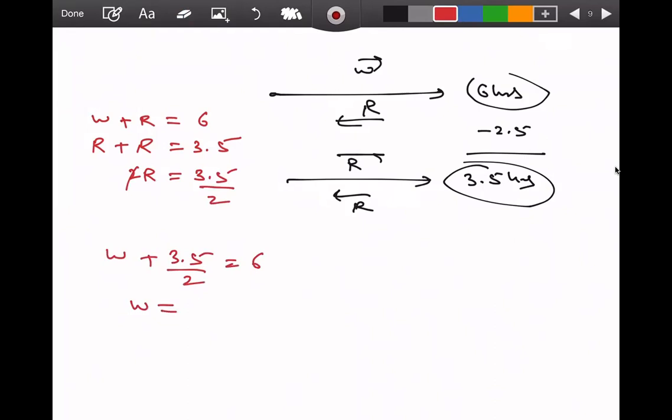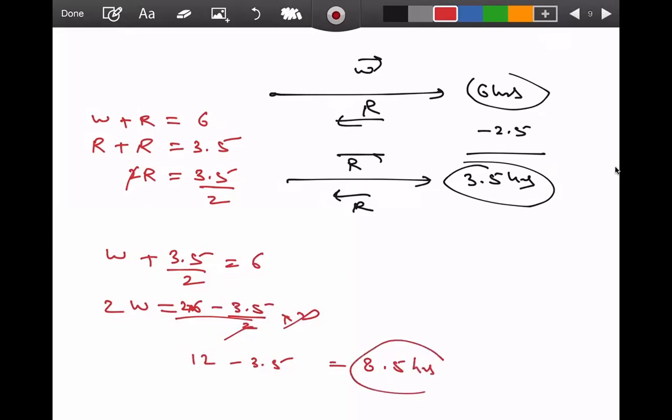W will be, and we have to find both, so into 2. This should be 12 minus 3.5, 8.5. What is the answer? So 8.5 hours. So use these equations to find W, and then we have to go from A to B walking and come back walking again. So 2W should be 8.5. Okay, sir.